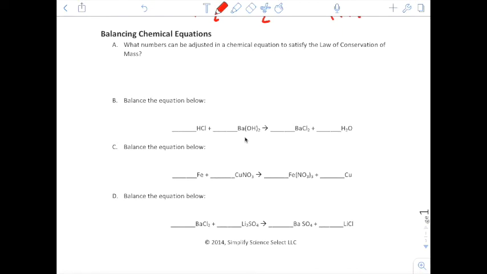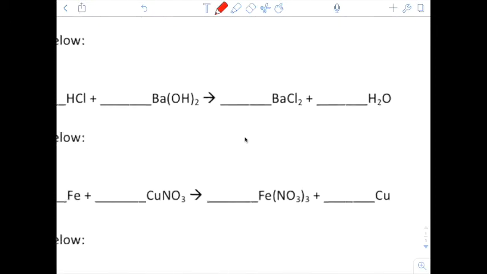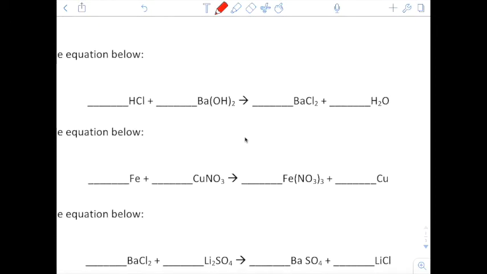So when we're looking at this one, we see that we have hydrochloric acid reacting with our barium hydroxide to produce barium chloride and water. To look at this, start with your metals first. So we see right here, there's barium, we have 1 of them, and there we have 1 of them. So our metals are balanced. Look at our nonmetals. So chlorine, we have 1. Here we have 2. So to balance that out, we put a 2 right there.